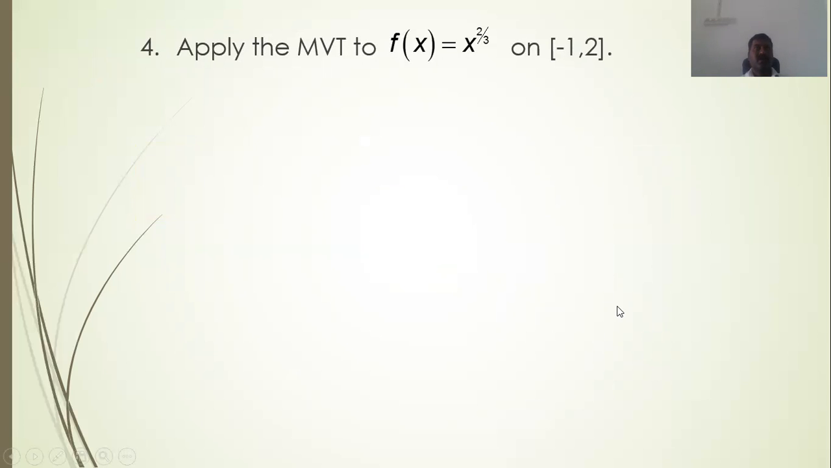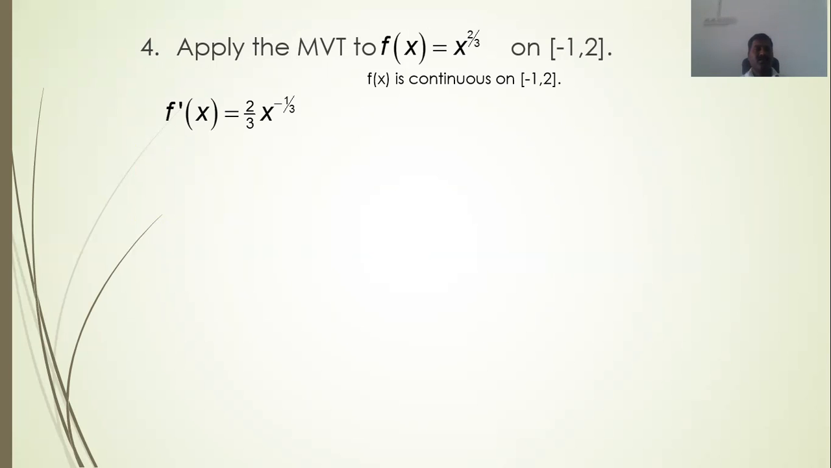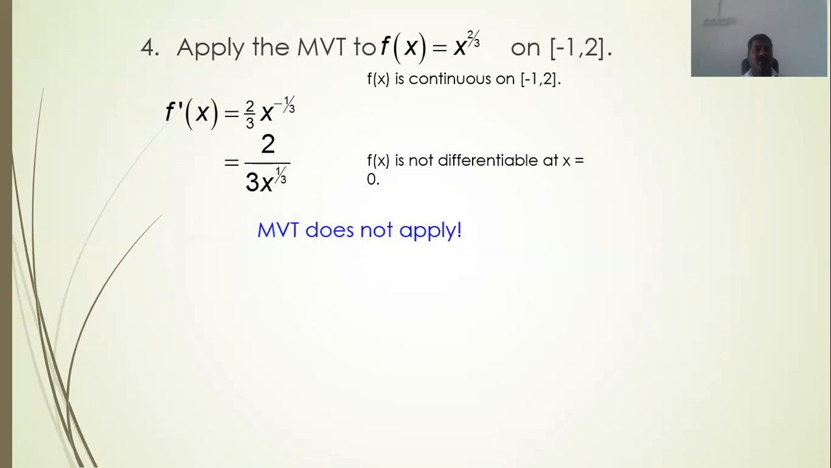You just go through another example here. f(x) equal to x power 2 by 3 on [minus 1, 2]. It's continuous. f'(x) equals 2 by 3 x power minus 1 by 3, that's 2 by 3 into x power 1 by 3 in the denominator. And we see that it's not derivable at x equal to 0, and x equal to 0 belongs to our domain, so the mean value theorem is not applicable here.